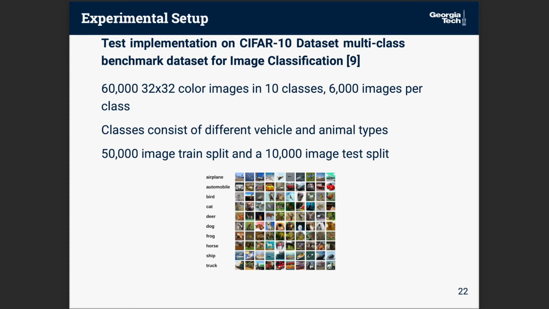For our experimental setup, we decided to test our implementation on the CIFAR10 dataset. The CIFAR10 dataset is 60,000 32 by 32 color images in 10 classes, with 6,000 images per class. The classes consist of different vehicles and animal types. There's a 50,000 image train split and a 10,000 image test split.